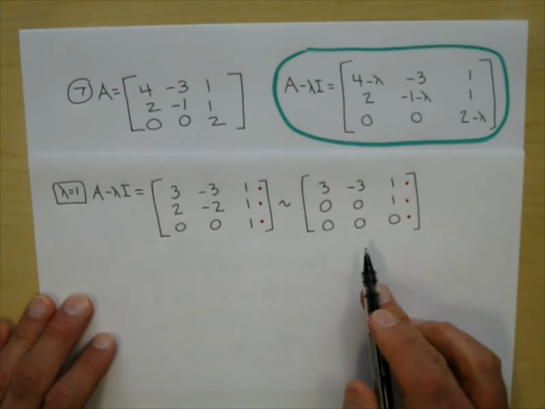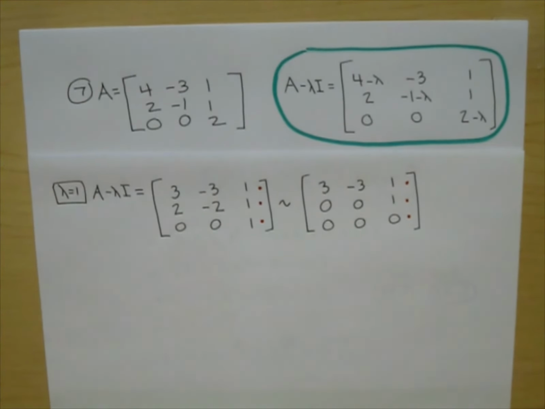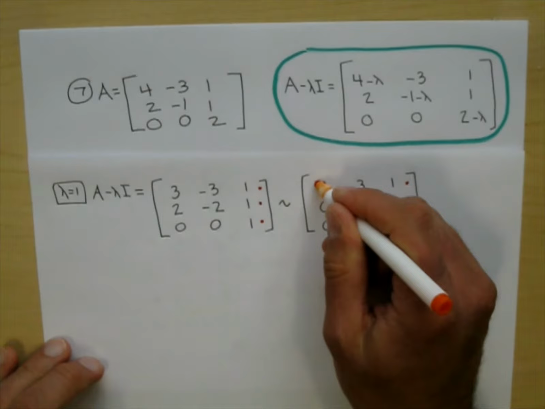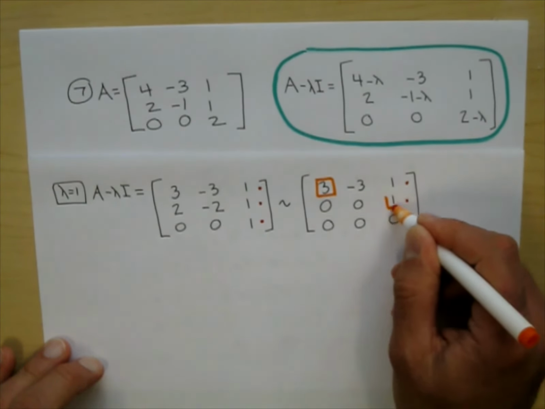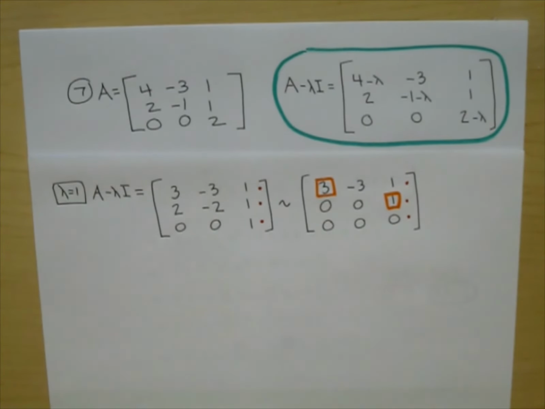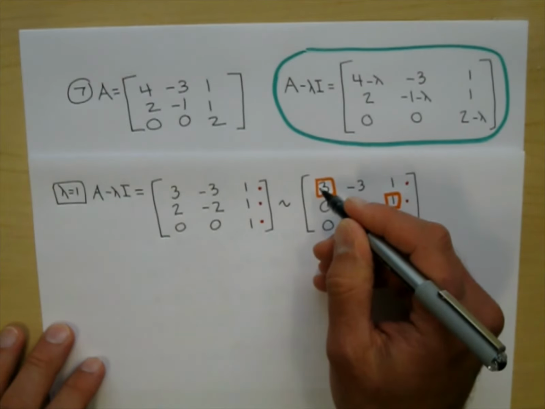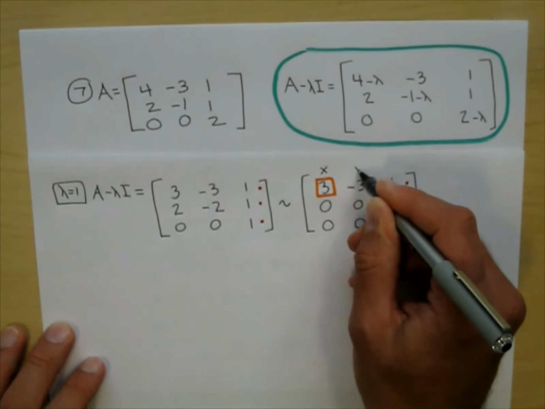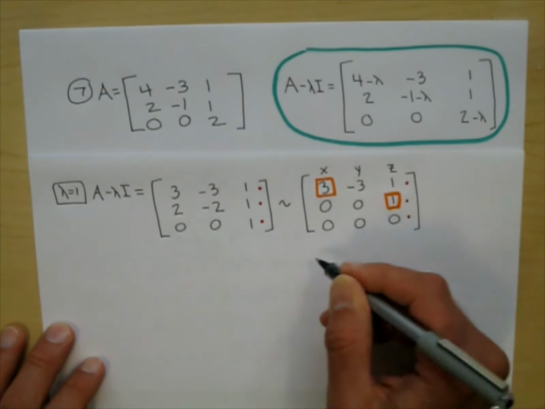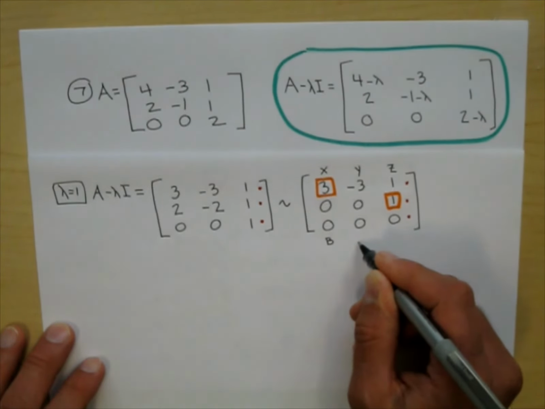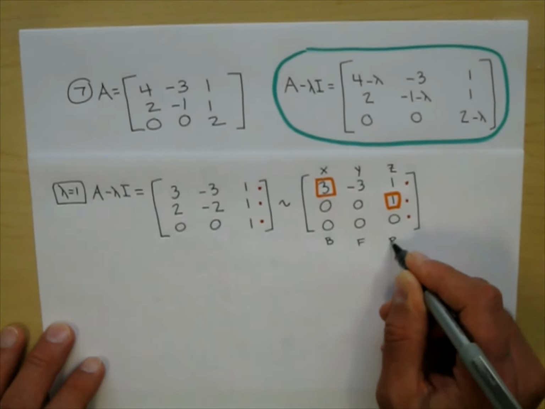I see that I'm going to have infinitely many solutions. That's good. This variable is bound, this variable is bound, and the middle one is free. So I'll just call them x, y, z. It looks like this: bound, free, bound.